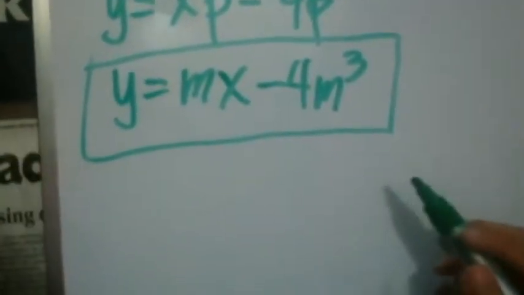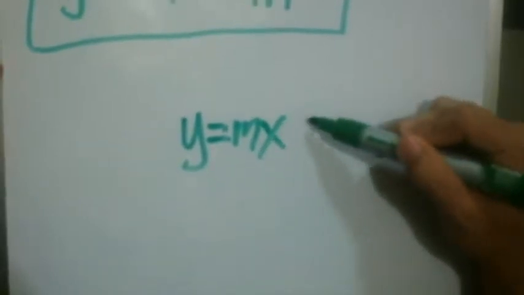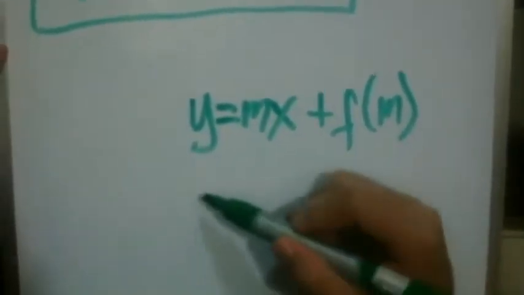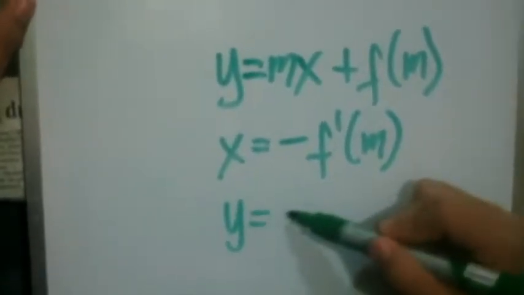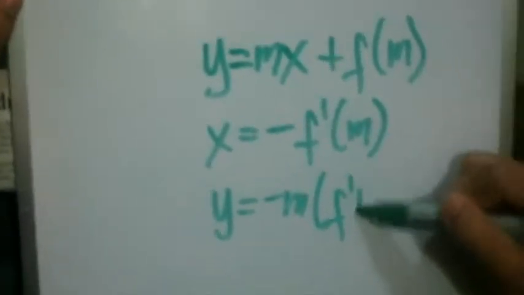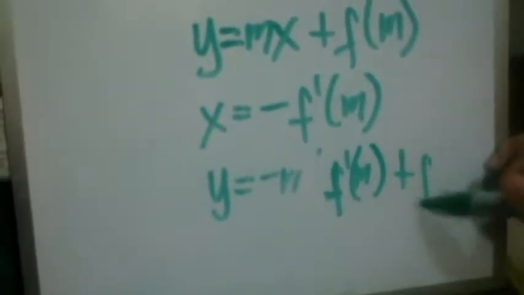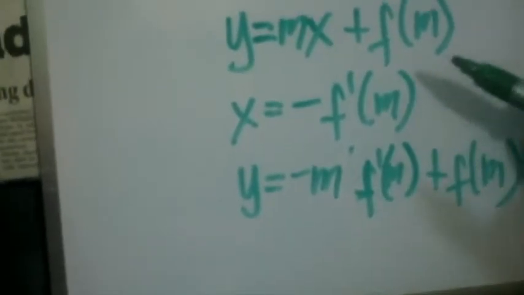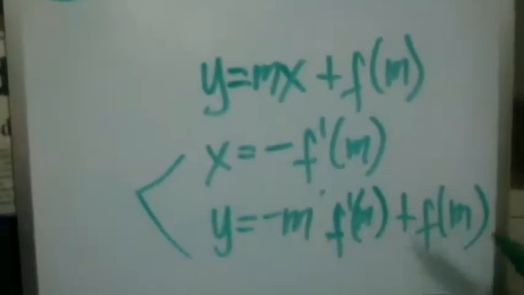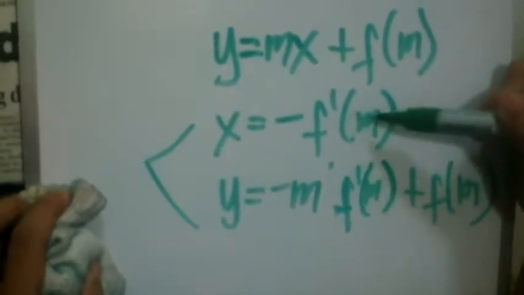But we can also get the singular solution. In our Clairaut solution, the formula for the general solution is y equals mx plus f of m, and we have x equals negative f prime of m, and y equals negative m f prime of m plus f of m. So our target is to get x and y so that we can get the singular solution. So x equals negative f prime of m.